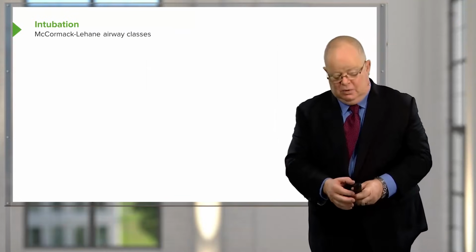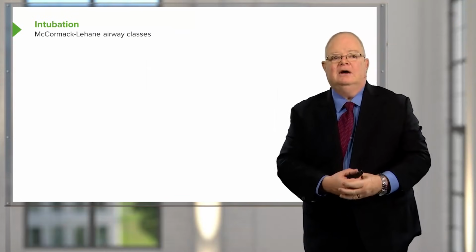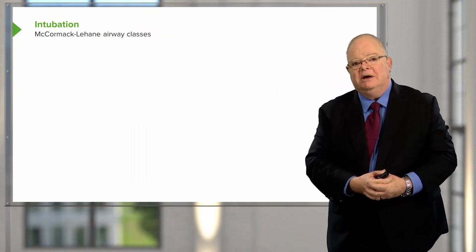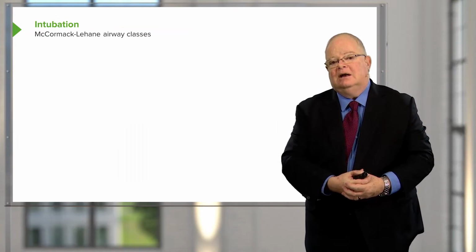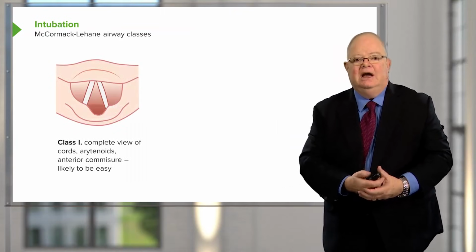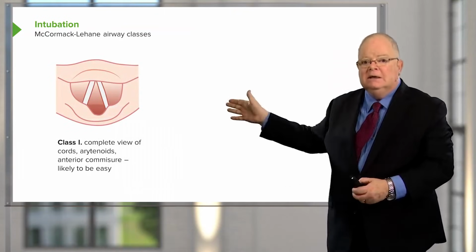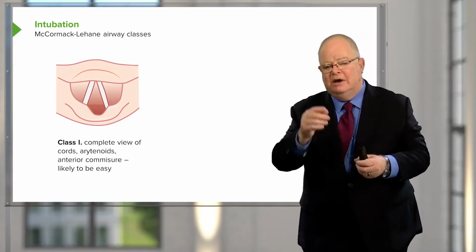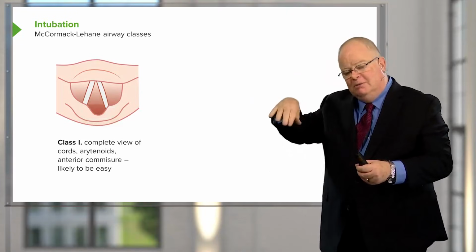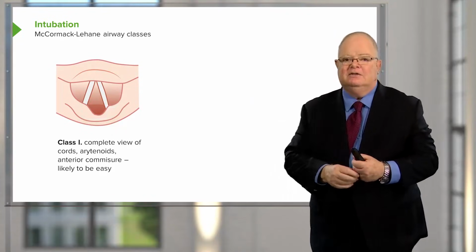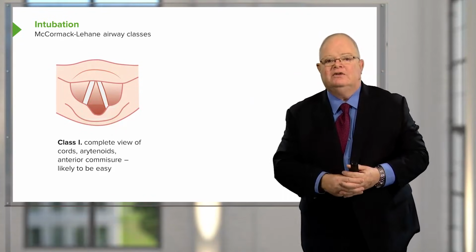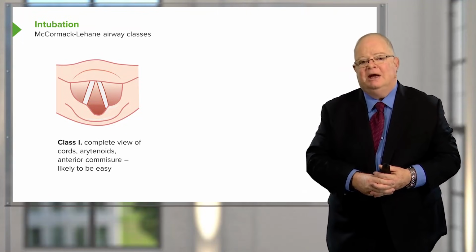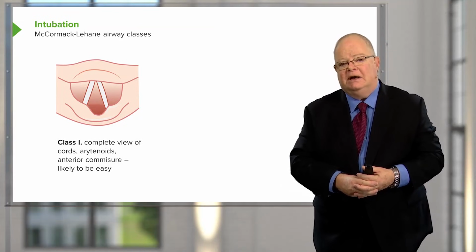This position, where you're looking at the cords, can be then further categorized according to its McCormick-Lehane classification. And the ideal position is a class 1, which is perfect view of the cord. You're looking right at the arytenoids, which are the little bumps at the bottom of the slide, just at the base of the cords, and you're looking right down the airway. That's the ideal position. And you should be able to intubate in that situation very quickly and easily.